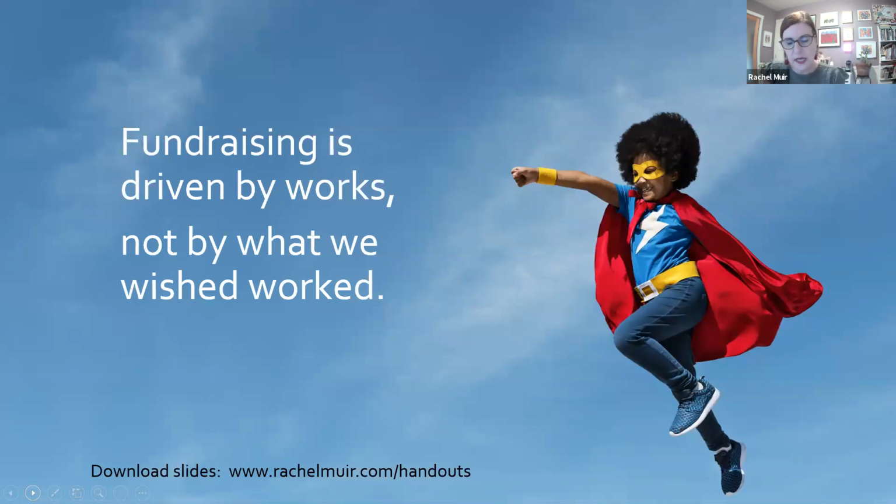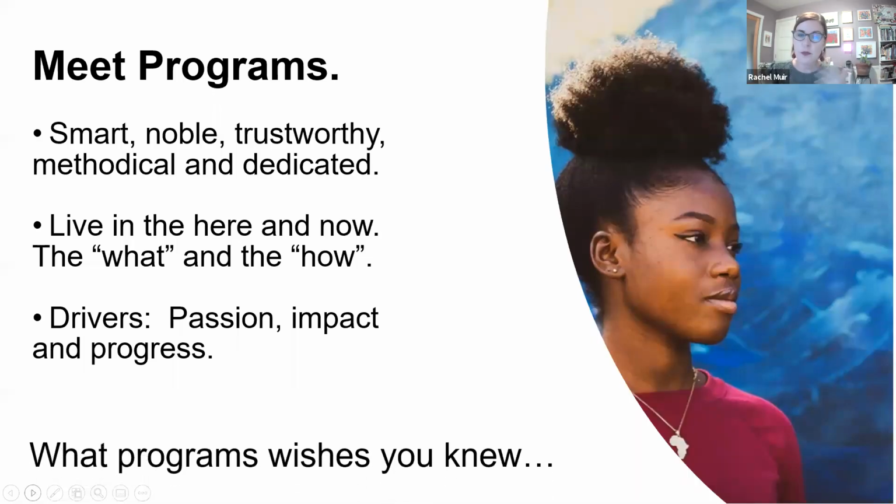And by the way, the slides, you're going to get these from Abby, so don't worry. Now we opened up and we looked really deep inside what fundraisers want you to know about themselves. Now we are going to look at our program friends. They are smart, noble, trustworthy, methodical, dedicated, so passionate. They live in the what and the how. They are driven by passion.